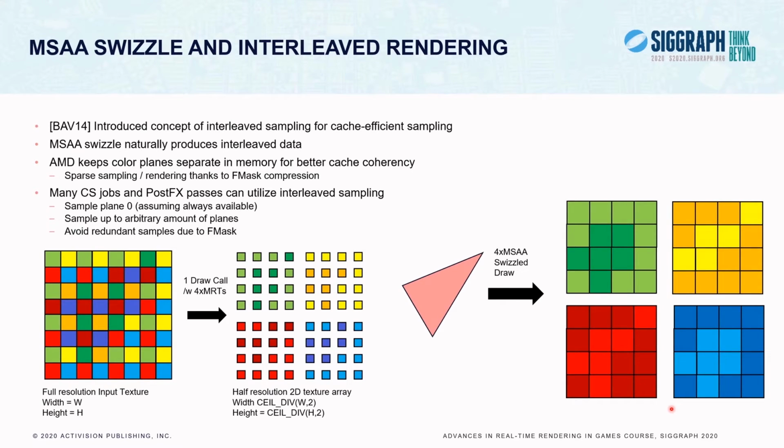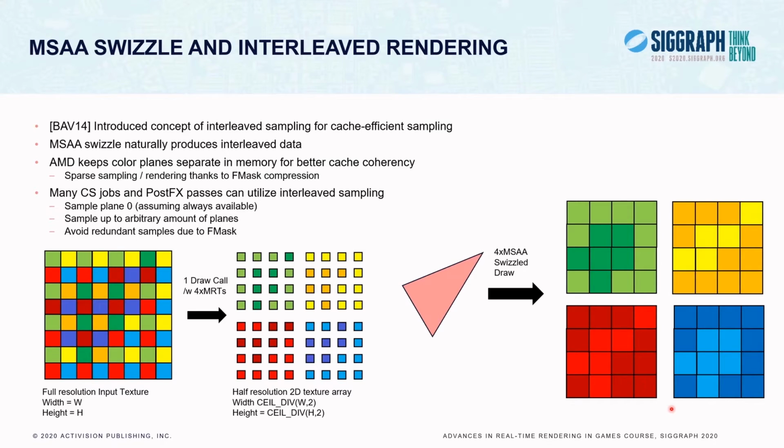And finally, we get to MSAA swizzle interleave rendering. There was a concept introduced in 2014 of interleaved sampling for cache-efficient sampling. The idea is that we can take a full resolution texture and de-interleave that into an array of small resolution textures, then do computations on those images and swizzle them back into a full resolution image. The gain comes from cache efficiency, where running jobs on those low resolution targets can allow us to save on cache thrashing. MSAA naturally swizzles and produces interleaved data right away.